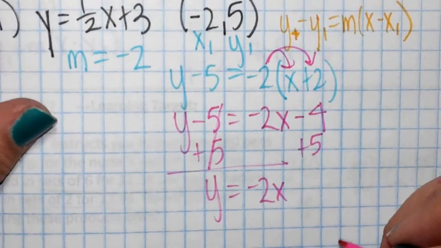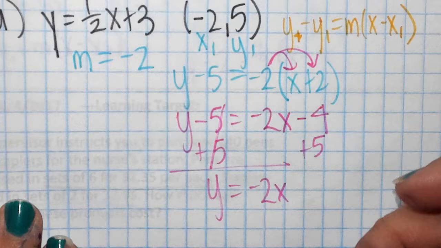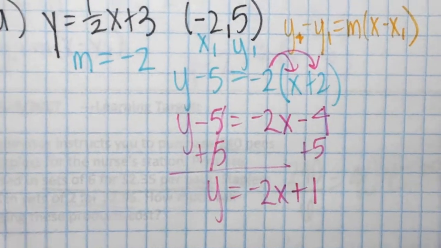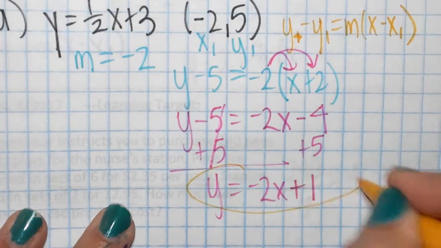Some of it. All right, and what's negative 4 plus 5? 1. Plus 1. And boom, you're done. Look how easy that was.